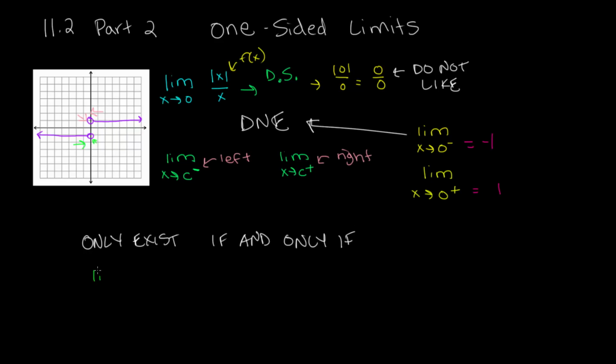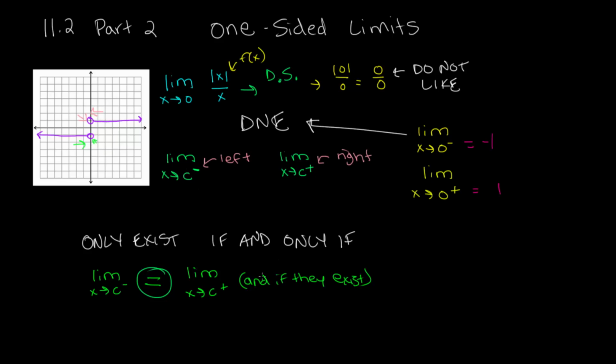So we have the limit as x approaches c from the left, and the limit as x approaches c from the right, and they are equal to each other. Let's circle this. They have to be equal to each other, and of course they have to exist. Put that in parentheses. Once again, we can only have a limit if we have two one-sided limits.